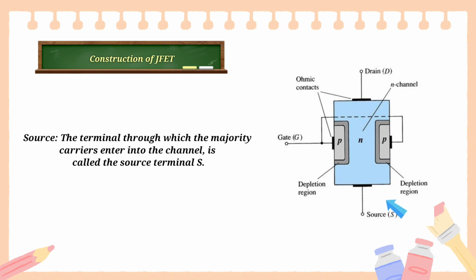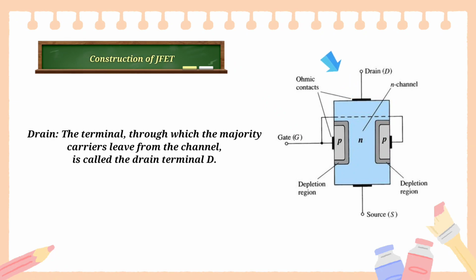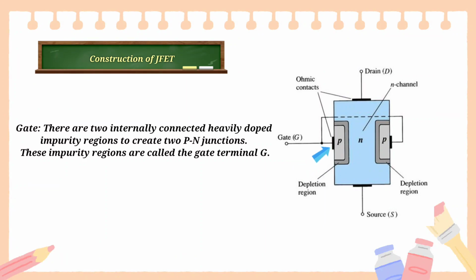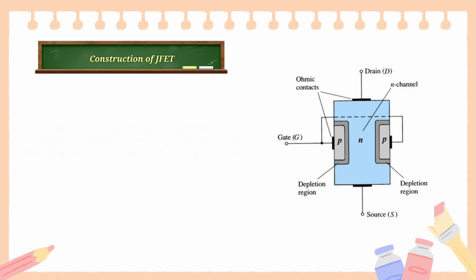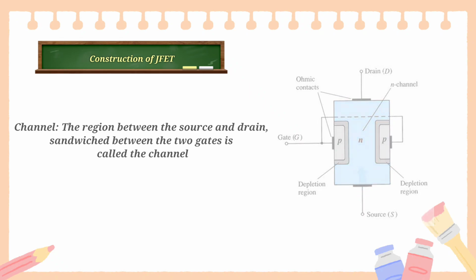Source: the terminal through which the majority carriers enter into the channel is called the source terminal. It is denoted by S. Drain: the terminal through which the majority carriers leave the channel is called the drain terminal. It is denoted by D. Gate: there are two internally connected heavily doped impurity regions that create two PN junctions. These impurity regions are called the gate terminal. It is denoted by G. Channel: the region between the source and drain, sandwiched between the two gates, is called the channel.